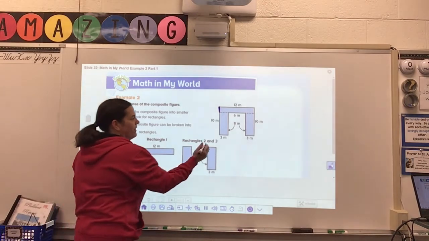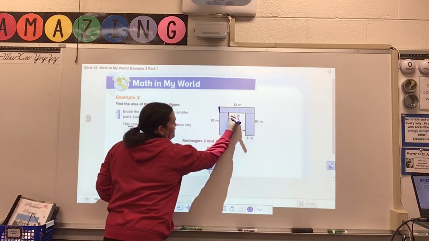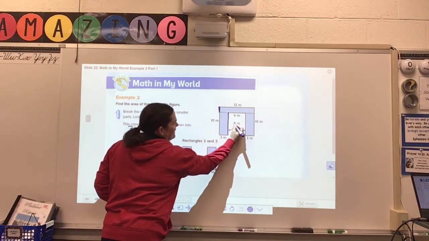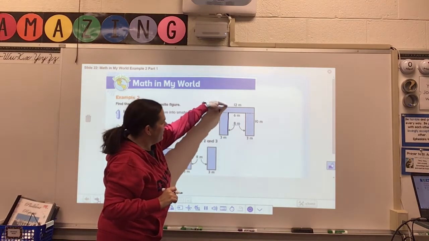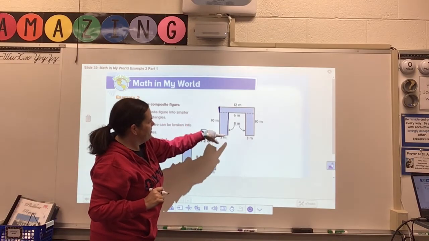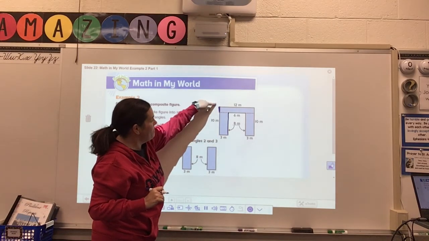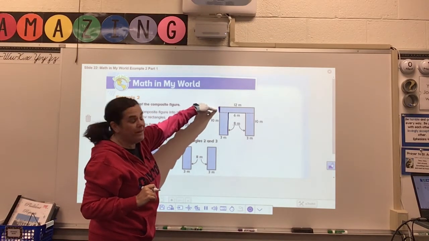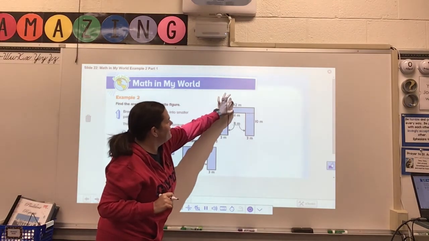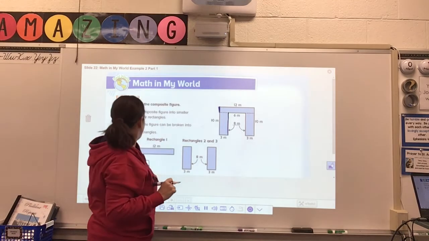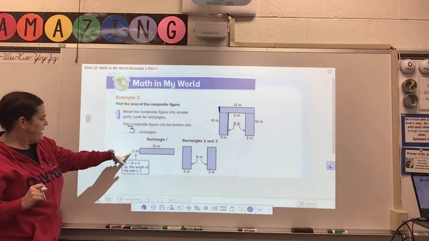The diagram helps us because I know that this length here is 8 meters. And then if I continued on, it's 10 meters. So 8 meters plus something equals 10 meters. Did you figure out that it's 2? So this rectangle has an area of 12 meters times 2.